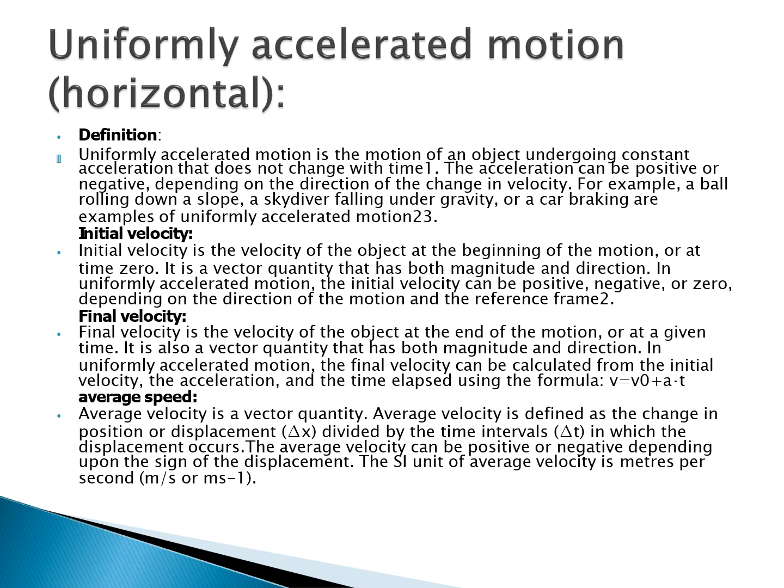Average velocity is a vector quantity. Average velocity is defined as the change in position, or displacement, divided by the time interval in which the displacement occurs. The average velocity can be positive or negative depending upon the sign of the displacement. The SI unit of average velocity is meters per second.